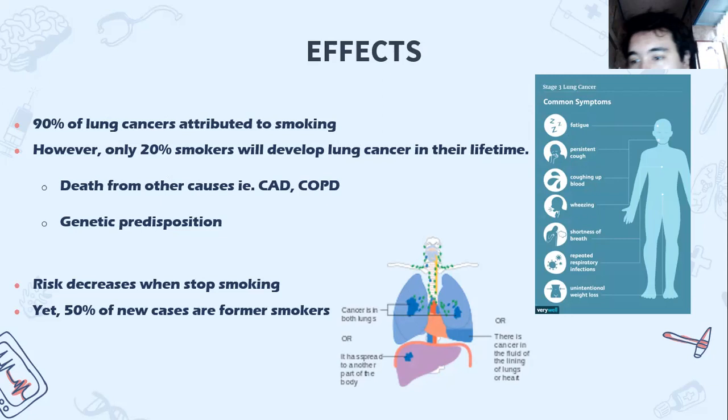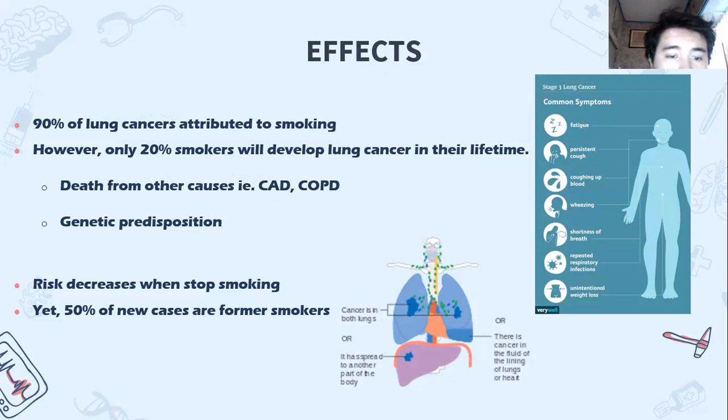So how does it affect us? Of course, the growth of the tumor may block airways, making it difficult to breathe. The cancer cells can metastasize to the lymph nodes and other parts of the body. And the risk decreases when you stop smoking, yet many of the new cases are former smokers.